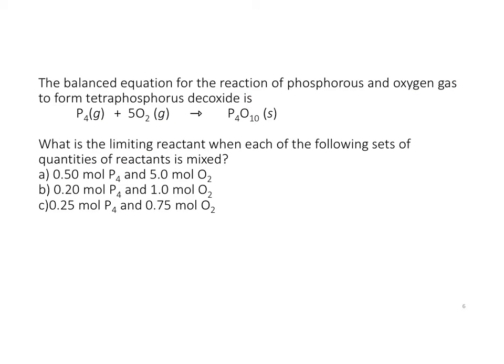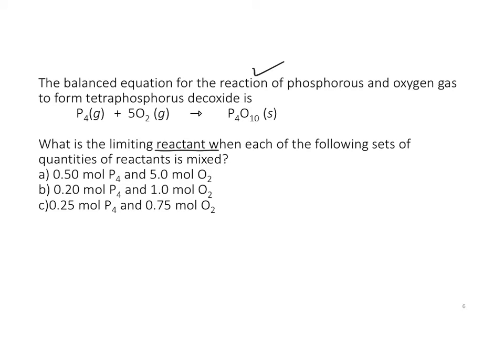Okay, so moving on, the balanced equation. So is that balanced? Yes, it's balanced. Phosphorus and oxygen gas, so this is a combination reaction. What is the limiting reactant when each of the following sets of quantities of reactants are mixed?